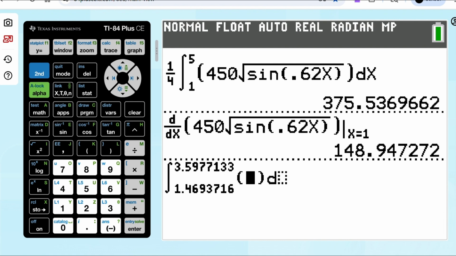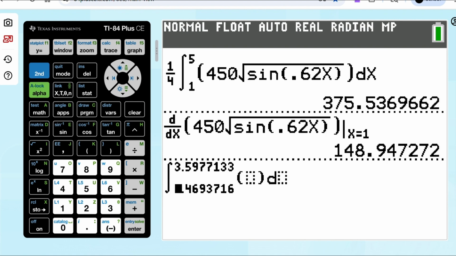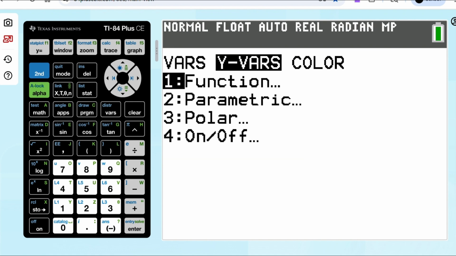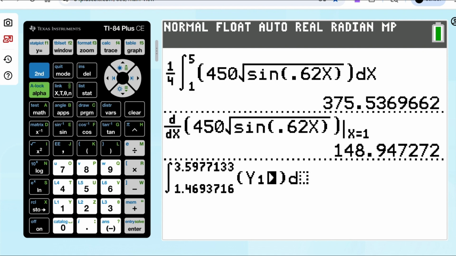Well, we might note that we actually had that stored up here, a of x minus 400, as our y1. So what we can do is, once we get back into here, to our actual integrand, instead of retyping that whole function again, which we can do, you can also just hit VARS right next to the clear button. And if you go over to the second column, y VARS, and choose option 1 for function, you can see your list of functions. And so our function is saved as y1. So I'm just going to put in y1 there, and I don't have to retype it. y1 was in terms of x, so we'll do our integral dx.